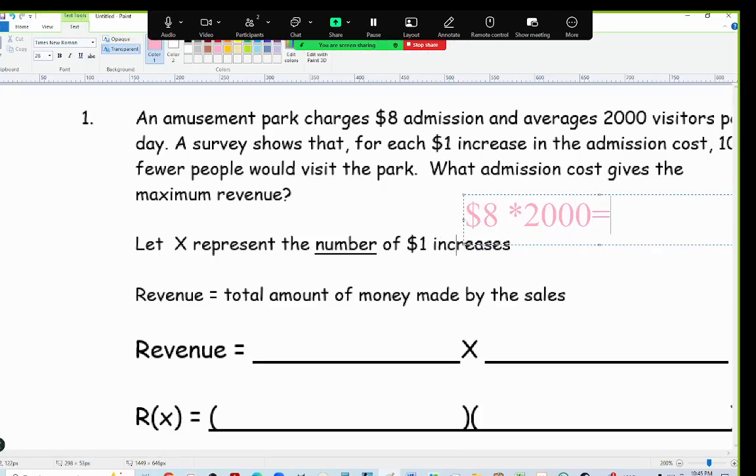So if I was to figure out the revenue, what would you do? Add them? No. If I sell 10 chocolate bars at $5, I'm not adding 10 to 5. I have to multiply. If I sell 10 chocolate bars at $5, I multiply it by 10, and I get 50. So how much did they make originally?